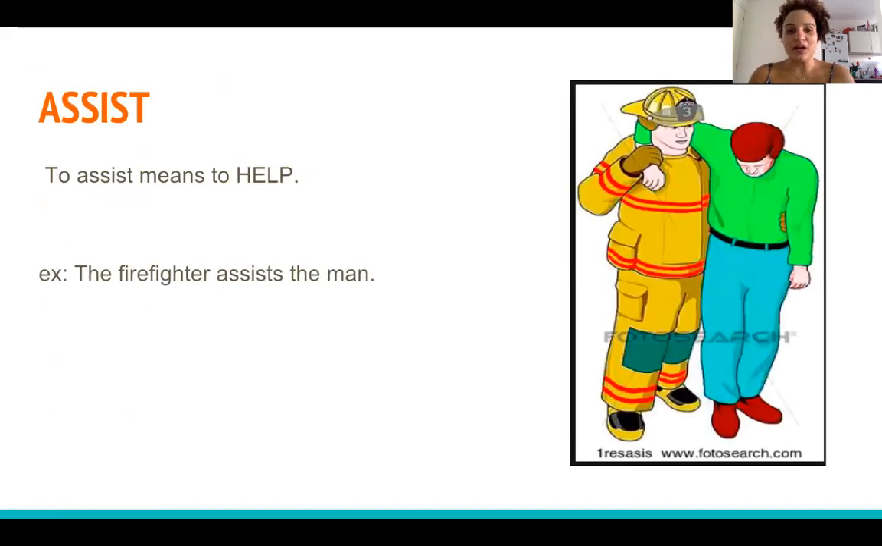So the word number 1 is called assist. Okay, if you can at home, can you repeat this word 3 times? Assist, assist, assist. This word means help. So in this case, in the picture, the firefighter assists the man. We can say during this coronavirus thing, the doctors and nurses assist the patients. I can say the teacher assists the students with their activity. Okay, these are some examples.